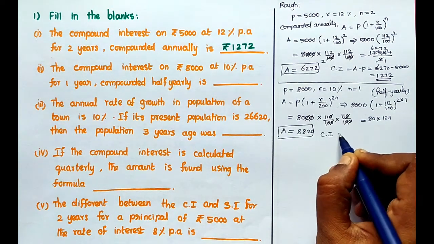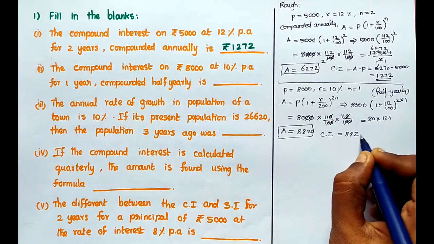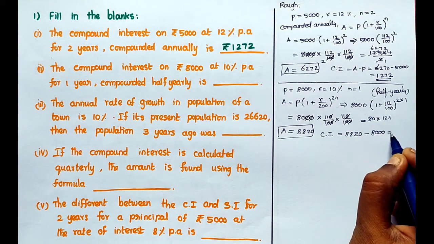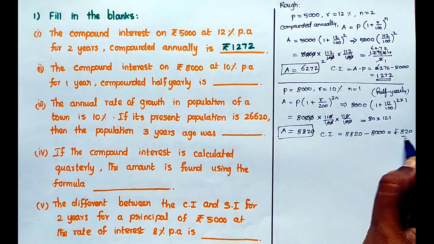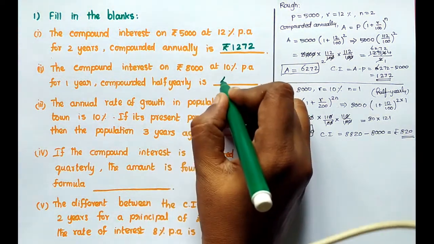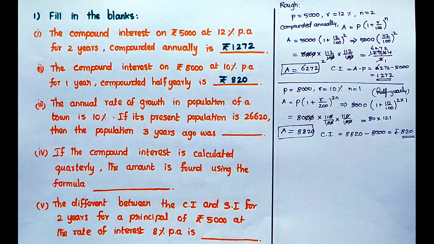Calculate the compound interest means amount minus principal. How much? Rupees 820 only. So answer rupees 820.